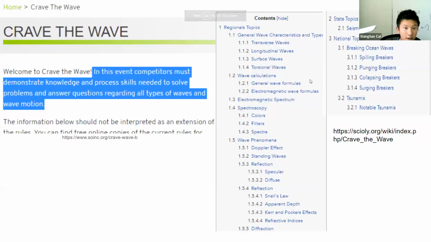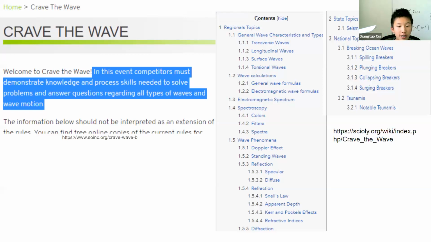So Crave the Wave is a Science Olympiad Division B event. You can see on the screenshot on the left, this is taken directly from the Science Olympiad website. In this event, competitors must demonstrate knowledge and skills needed to solve problems and questions regarding all types of waves and wave motion.